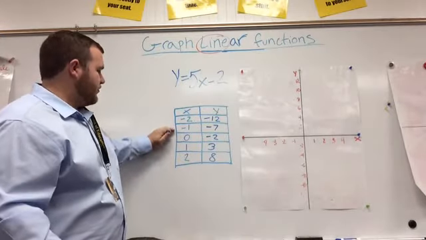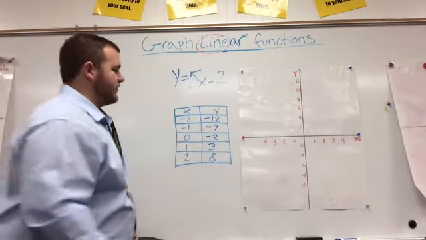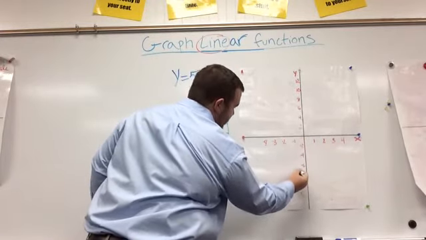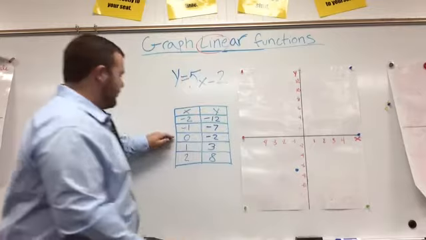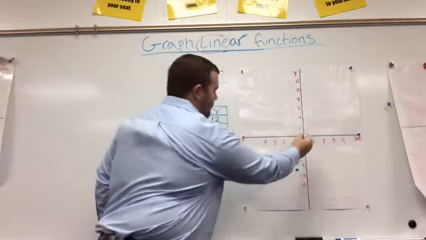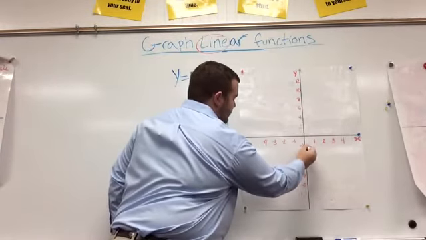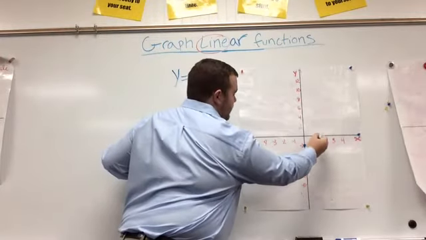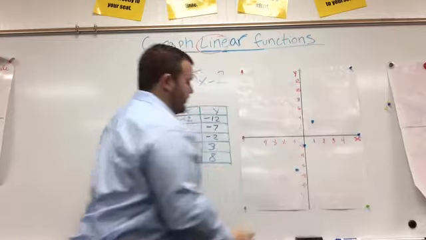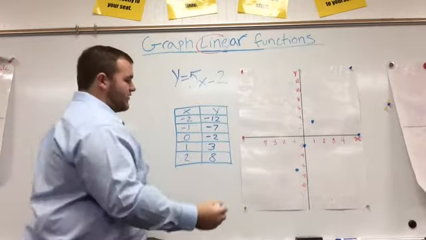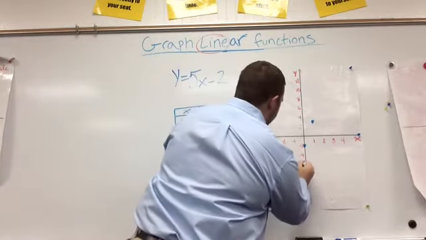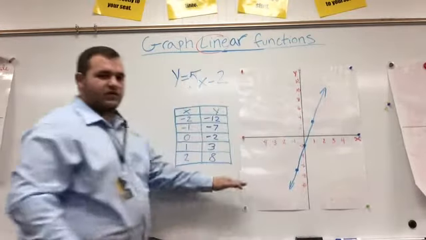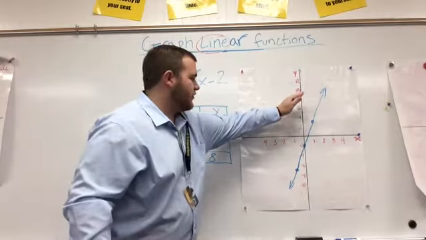And so let's do easy ones. Let's do -1 and -7. So we'll go to -1 and then down 7. And then we'll do 0, -2. So we stay here to -2. And then we'll do 1, 3. And since we have 3 points, we can connect them to create our line. And make sure you draw the arrows on both ends, because we know that this line goes on forever.